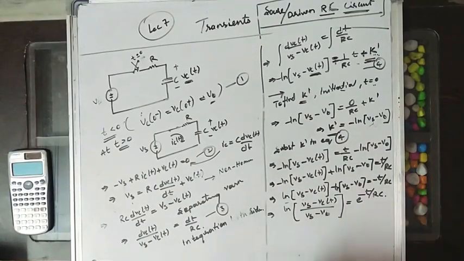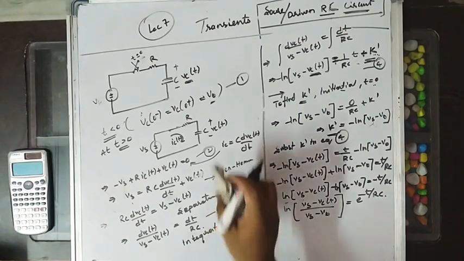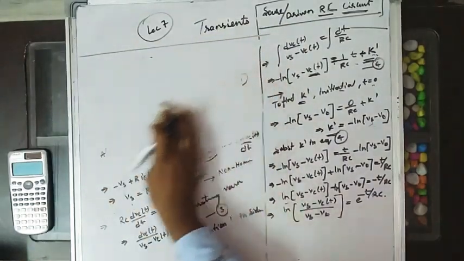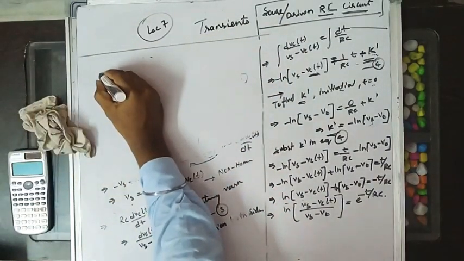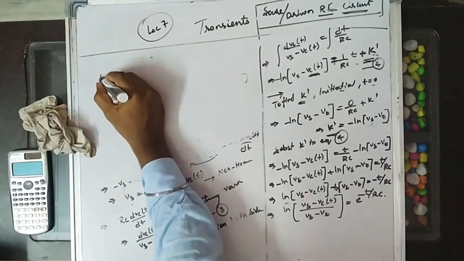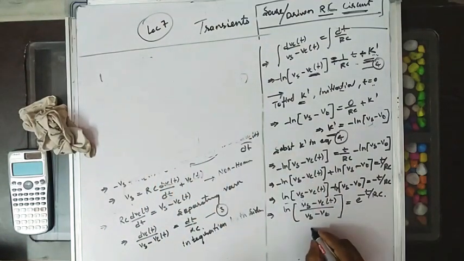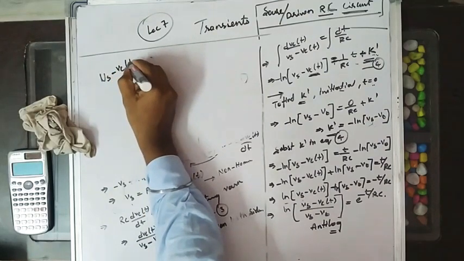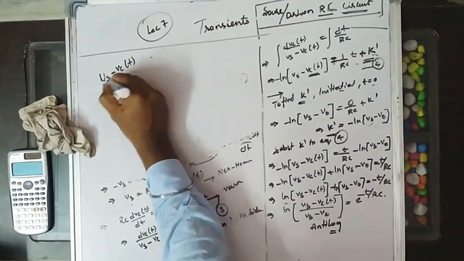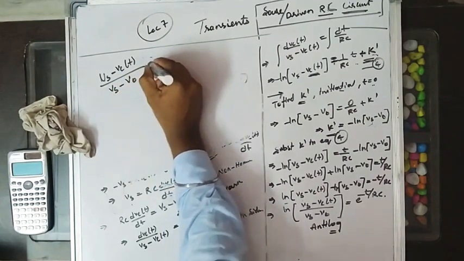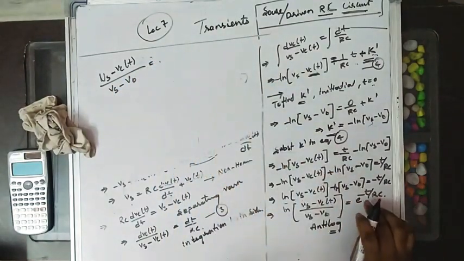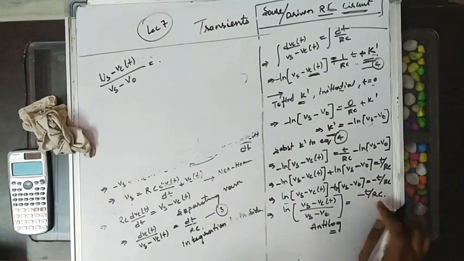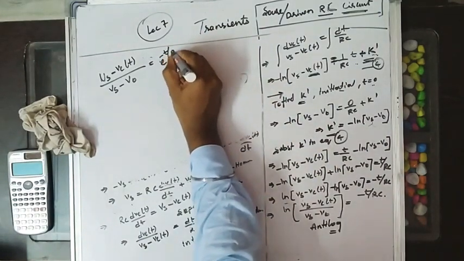Now take the antilogarithm of this value. Then we will get Vs minus Vc of t, divided by Vs minus V0, equal to e power minus t by RC.